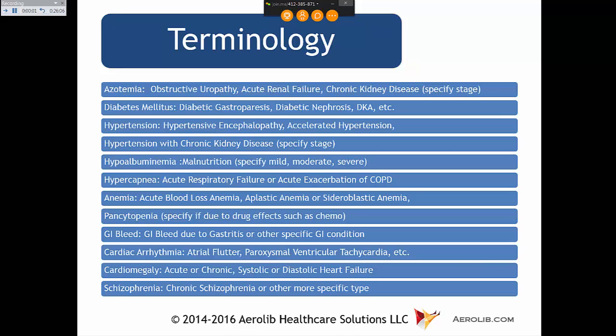All right, terminology, and this is where my talk about semantics comes in, in terms of what CMS wants. Simply putting a low hemoglobin of 7 and bleeding per rectum is not enough. You need to put in something like acute blood loss anemia due to hematochezia, or if it's upper GI blood, due to upper GI hemorrhage. So specificity in documentation is what CMS is looking at.